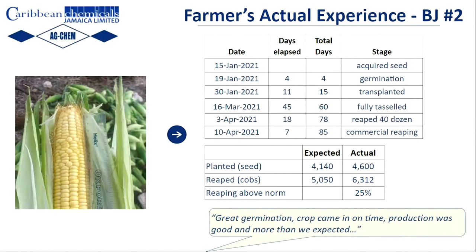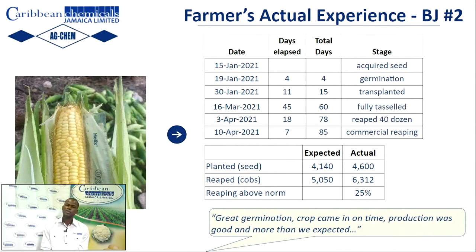So receiving 6,312 cobs was very excellent for her. And here, the comment from the farmer was that great germination, crop came in on time, and the production was good, more than expected. So this is a very high yielding variety with good germination, giving greater cob sets.